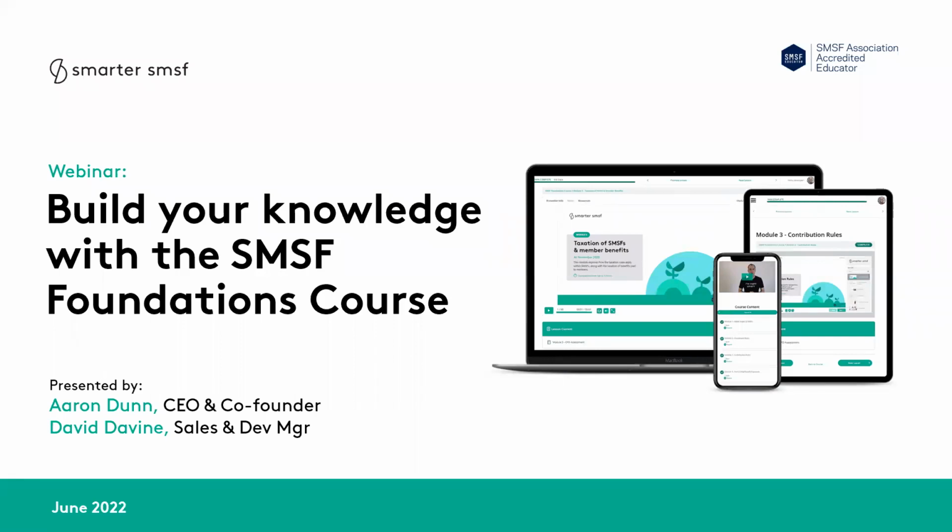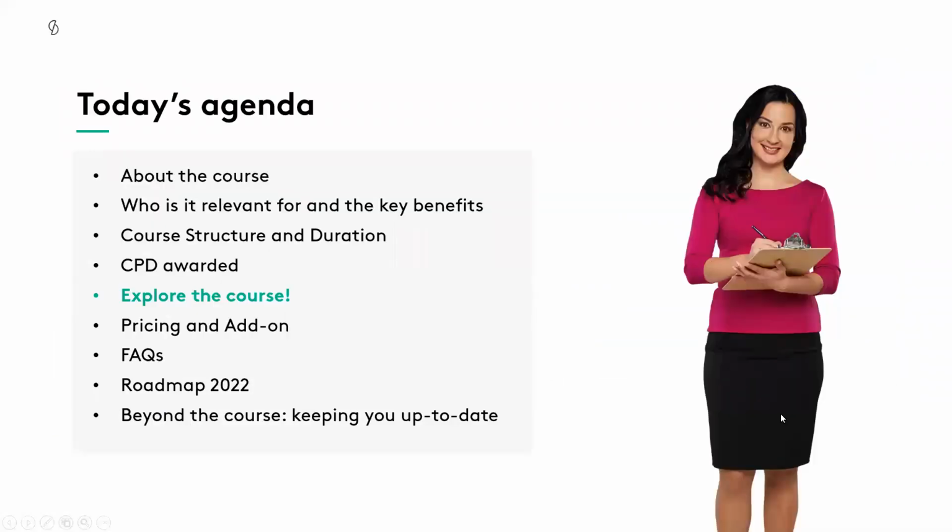All right, so what are we going to cover today, just to give you some sort of outline? First and foremost, we'll obviously give you some information about the course. Most importantly, from there, who it's relevant for, who our target market is, the key benefits of that target market. We'll explore the structure and the duration that we've set up in respect to the course. Naturally, you want to know what CPD you get from that.